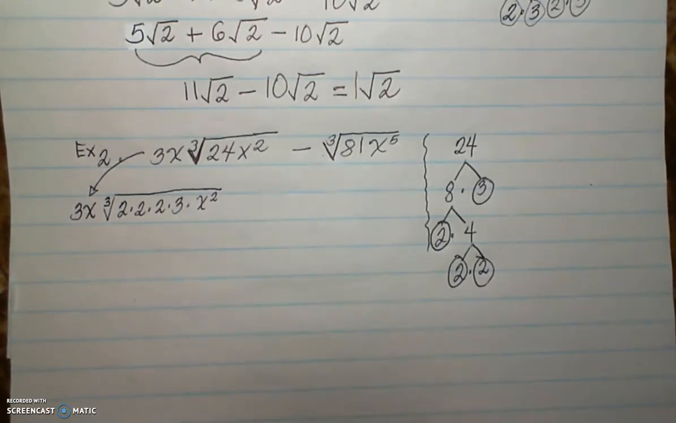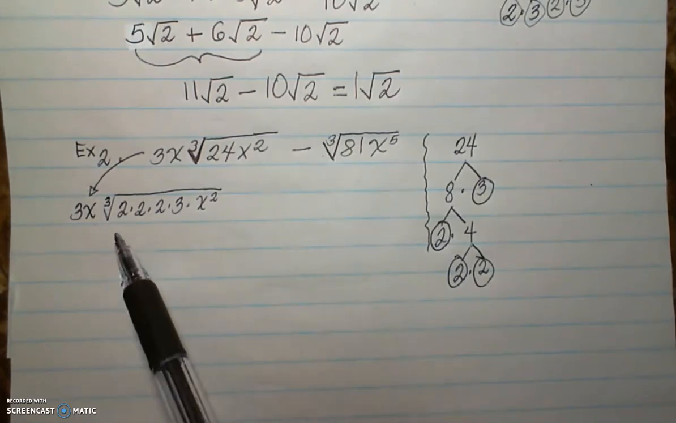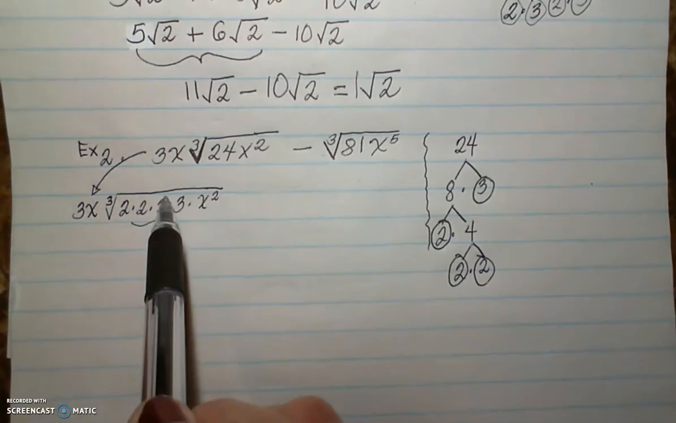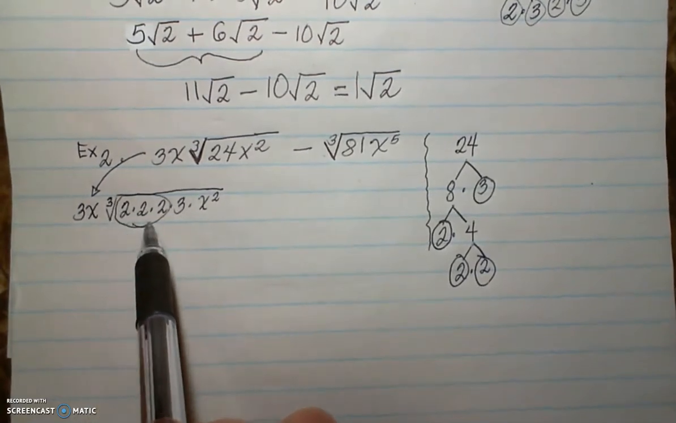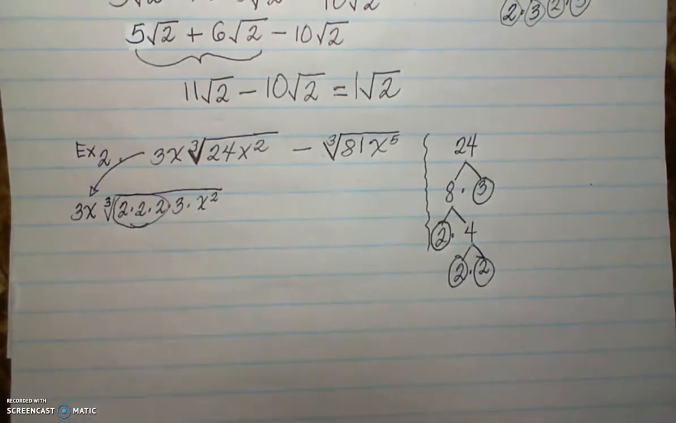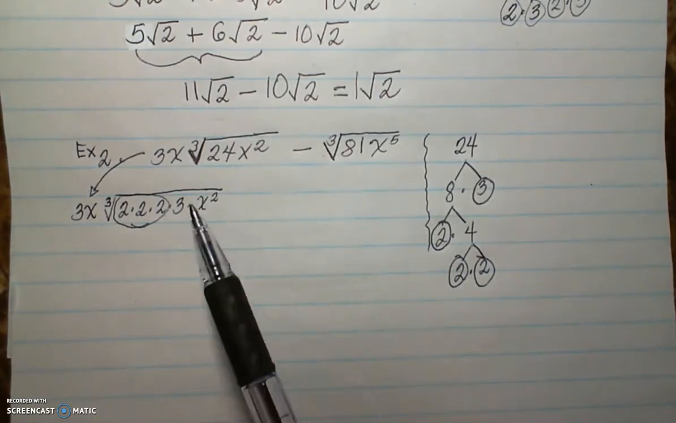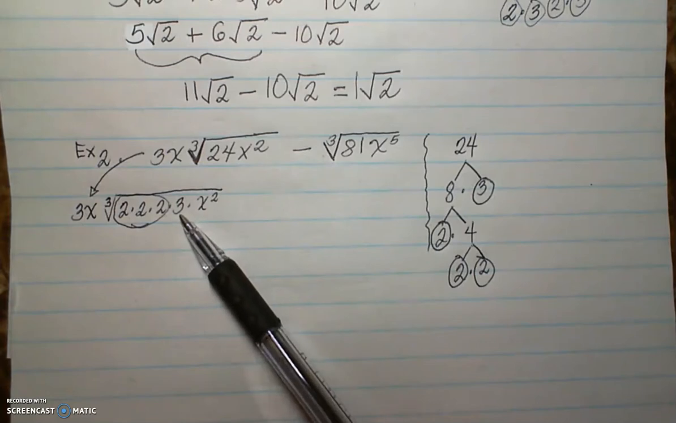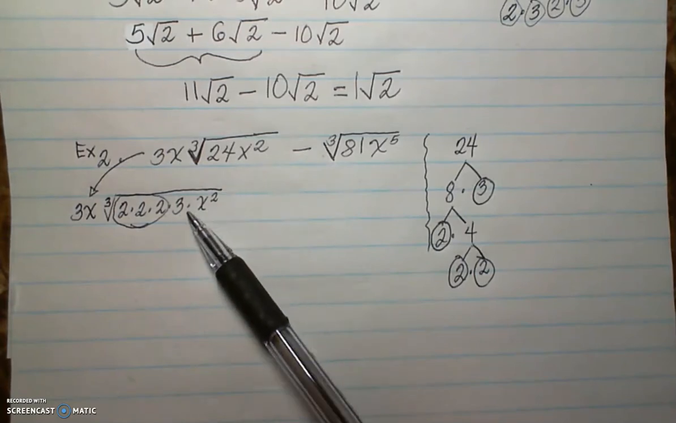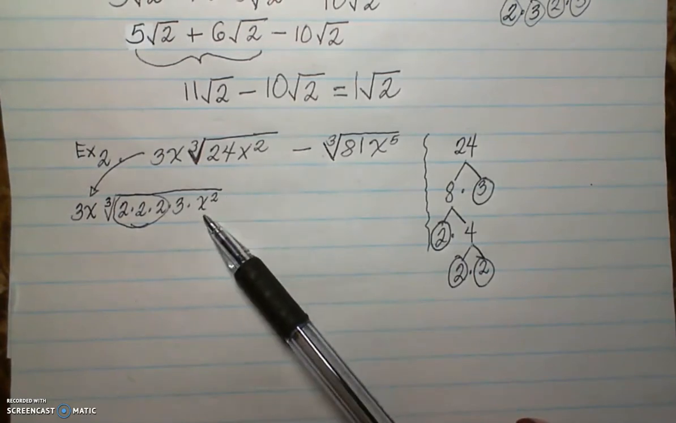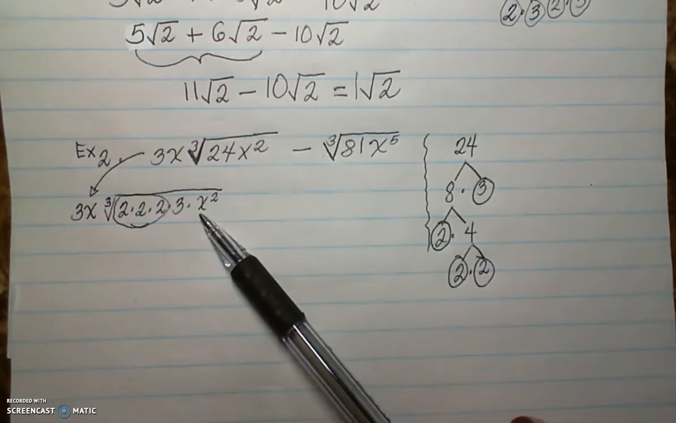And then now we are going to analyze. Since the index is a 3, we need sets of 3. So therefore, this will go out. So the cube root of 2, 2, 2 is a 2. And this will stay inside because they're not perfect. Let's take a look at the 3. It has no other 3 in there, so that stays. This is just x times x.